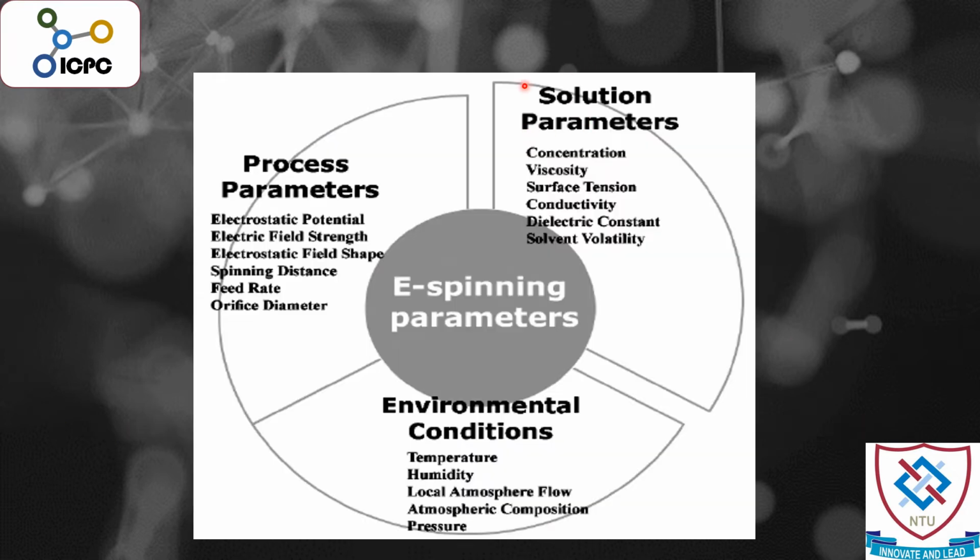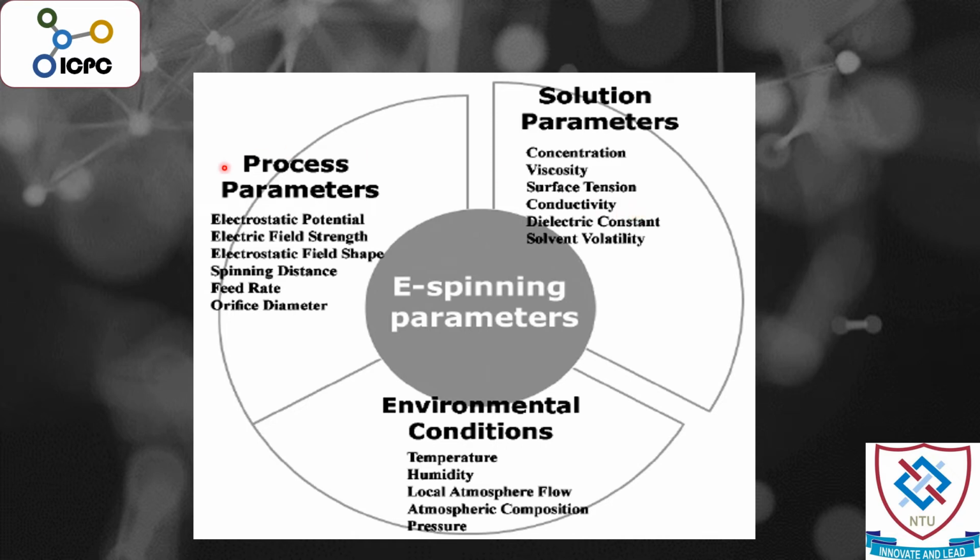Electrospinning is a simple, however complex process. There are various parameters that you can play with. For example, in solution you have concentration, viscosity, surface tension, conductivity, dielectric constant, and solvent volatility. So changing any of these parameters, you can have a significant influence on your fibers.